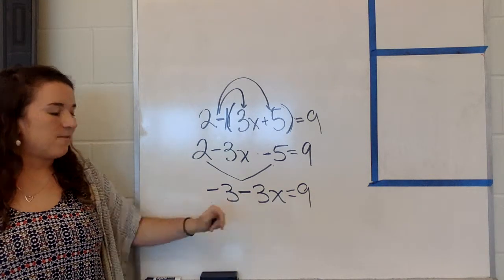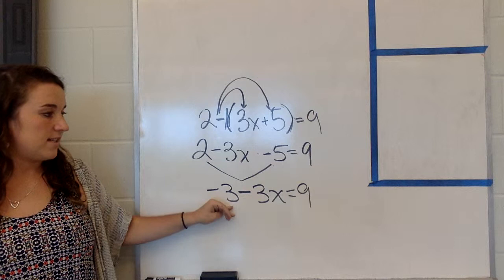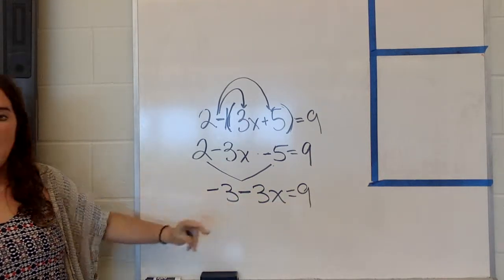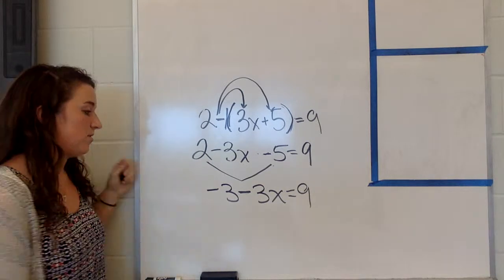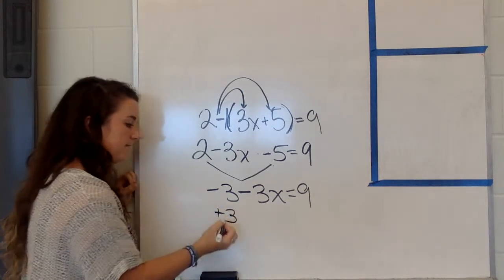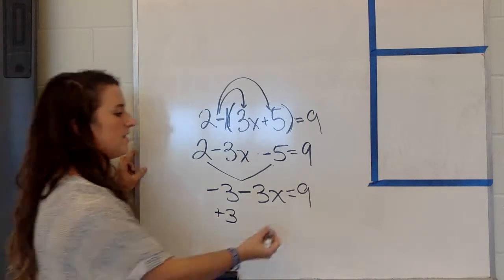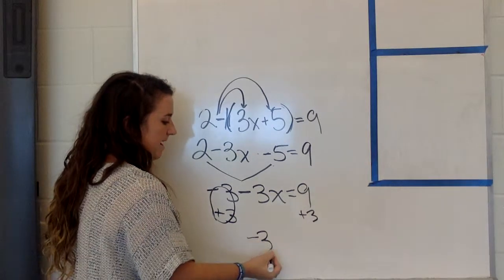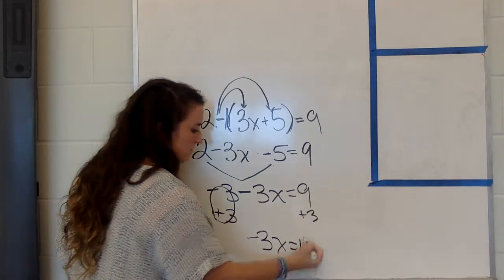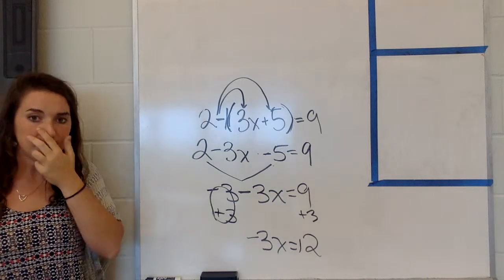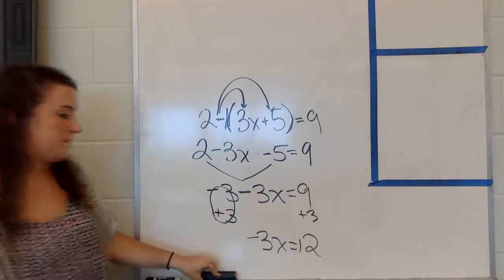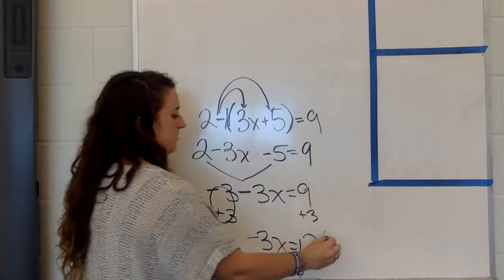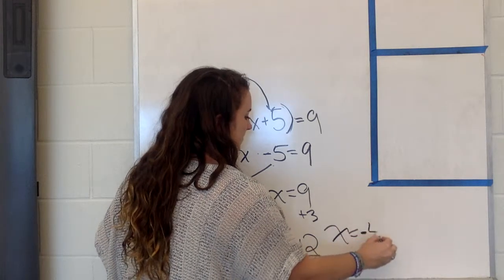Now, I need to get rid of the negative 3 on this side of the equation and move it over to that side of the equation. How can I cancel out the negative 3? I need to do the opposite of the negative, so I need to add a positive. Negative 3 plus 3, 0. Whatever you do to one side of the equation, you do to the other. This becomes 0. We're just left with minus 3x equals 12. What's our last step? Divide each side by negative 3. We're left with x equals negative.